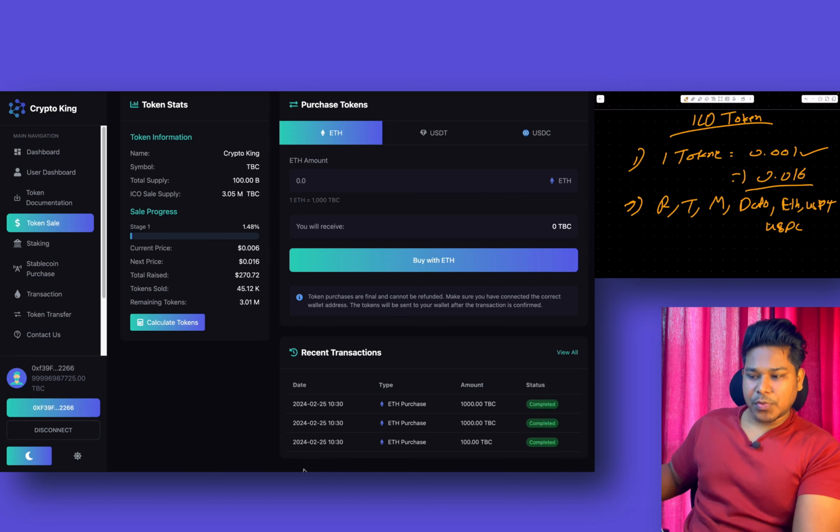As soon as I make the purchase, you can see I got the transaction amount and the timing, and we can see the type of transaction, because we used ETH for making the purchase.